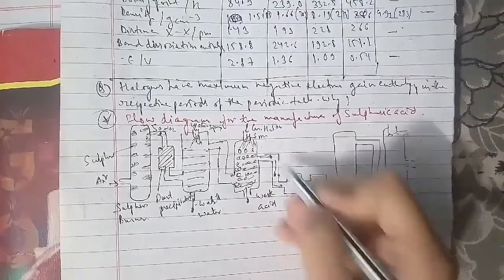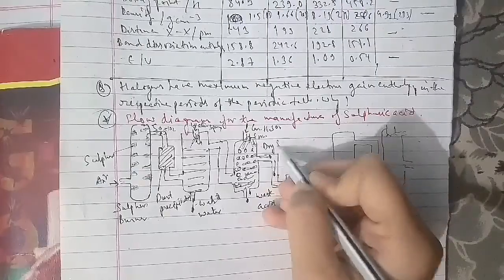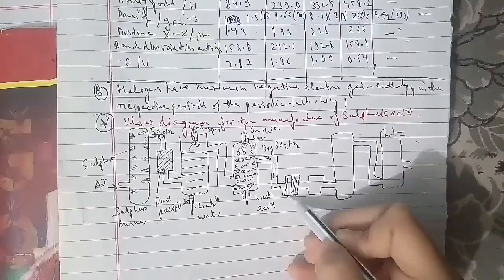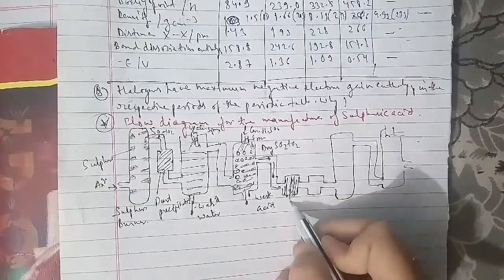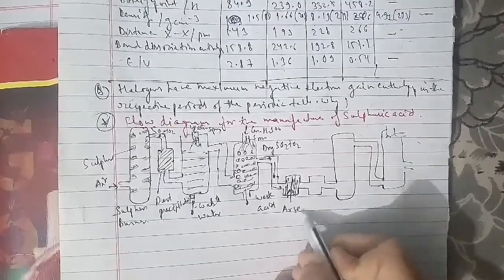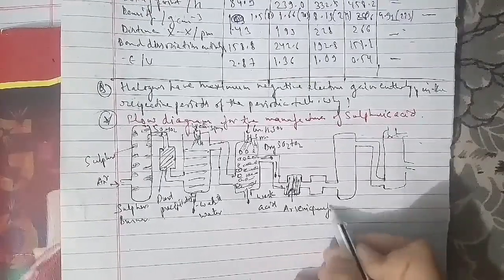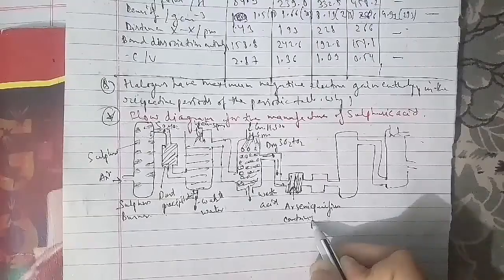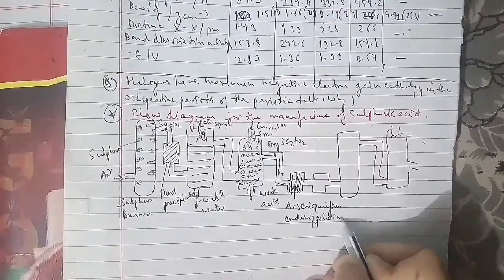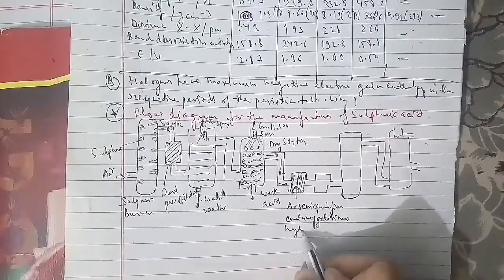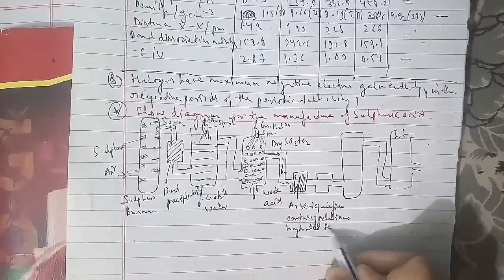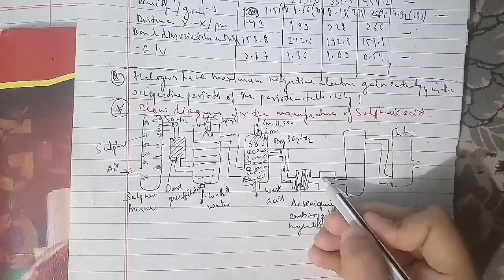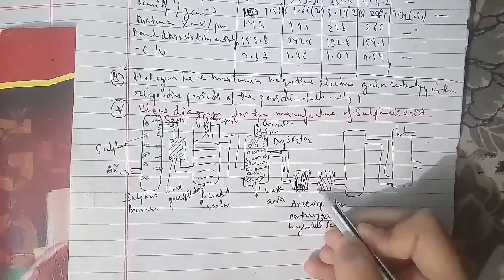And here is your arsenic purifier containing gelatinous hydrated ferric oxide, and within this we have here your preheater, and here it is connected.